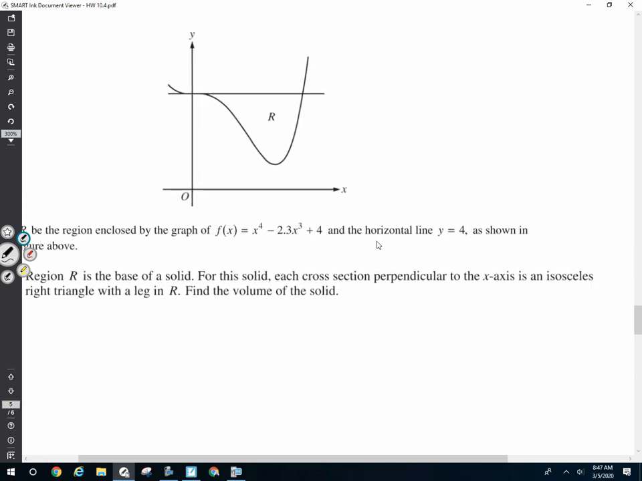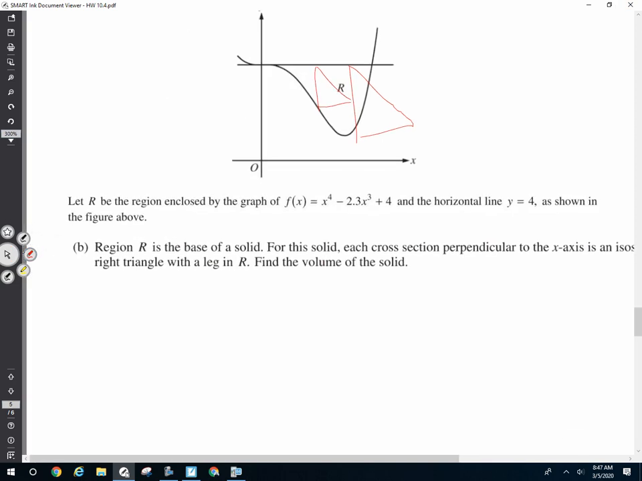Perpendicular to the x-axis, isosceles right triangle, the leg in R. So here's my leg in R, here's my leg going up, here's my isosceles right triangle, like that. The area of this triangle is 1/2 my base times the height, but since it's isosceles, the base and the height are the same, so b equals h, so this would be 1/2 my base length squared. So I need to take an infinite sum of my 1/2 base length squared.